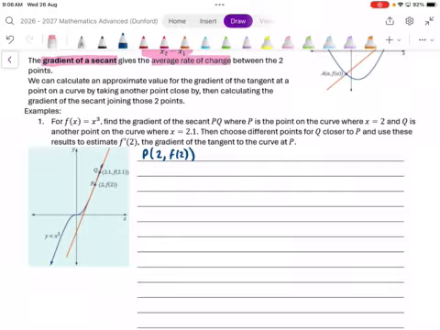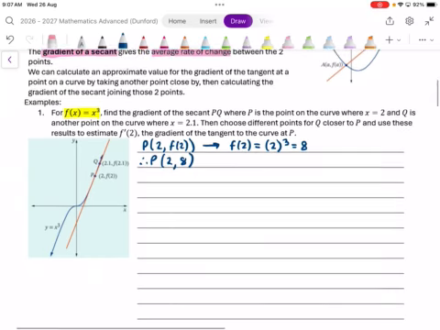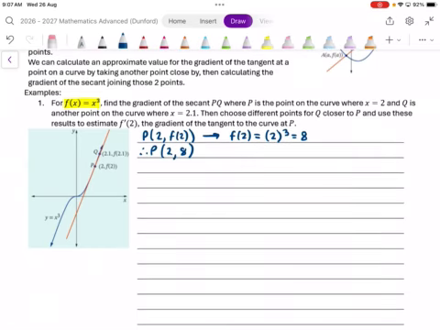Now, to find out what f of 2 is, it is equal to 2 cubed by substituting it into our function, which is equal to 8. So therefore, P is going to be the point 2, 8. Okay, and then we can find out all of our points, so we can look at Q and find out what Q is as well, or we can do it a little bit differently.